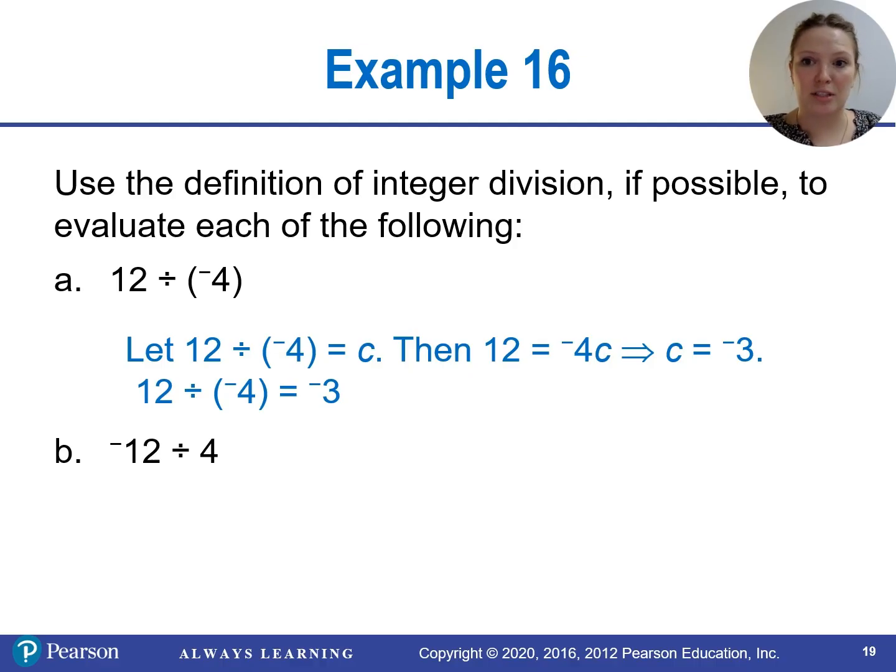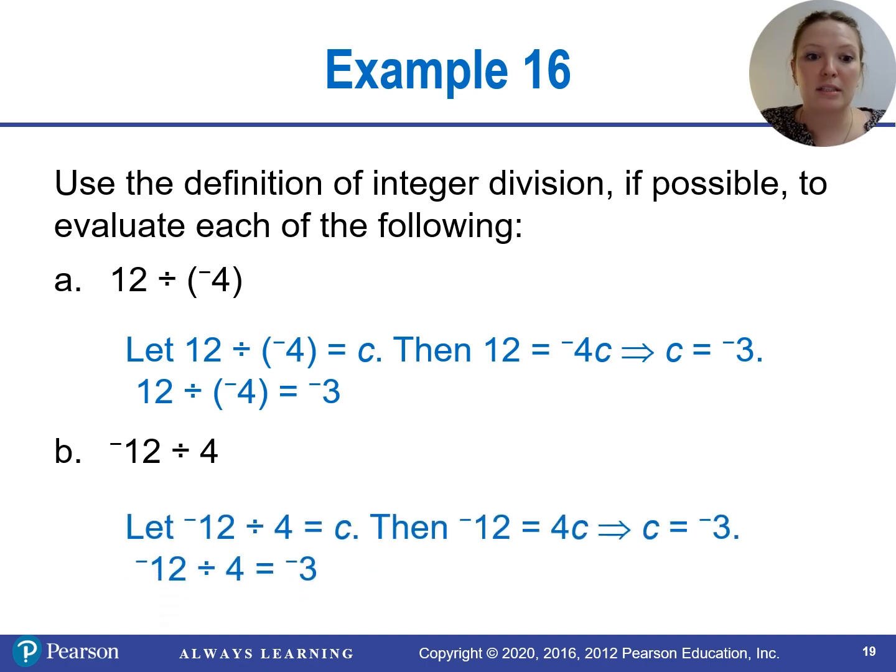We could also ask ourselves, negative 12 divided by 4. So we would say, again, that's some unique number C so that negative 12 equals 4C. That should tell us that C is negative 3, because 4 times negative 3 is negative 12. So negative 12 divided by 4 is negative 3.